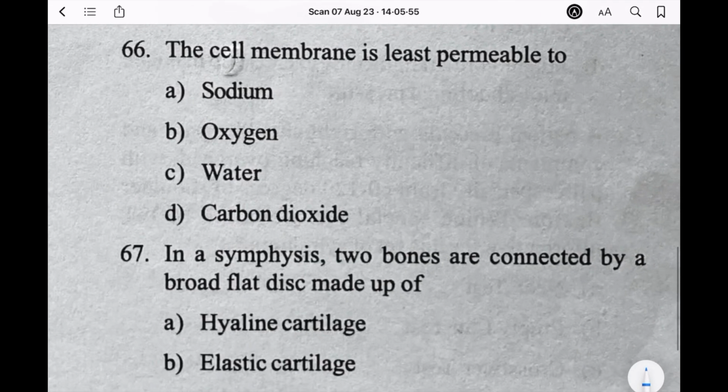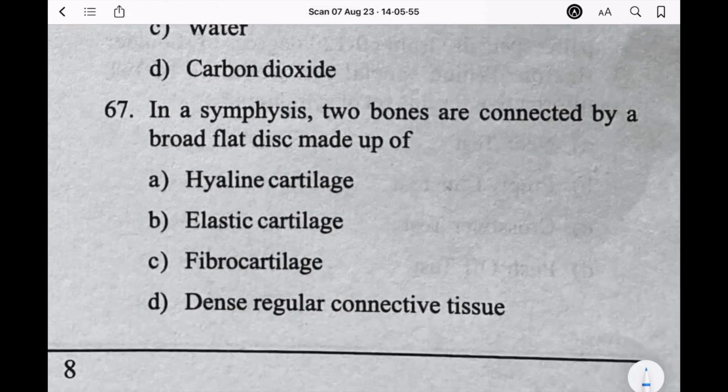Question number 66. The cell membrane is least permeable to. Options are sodium, oxygen, water, or carbon dioxide. Correct answer is A, sodium.